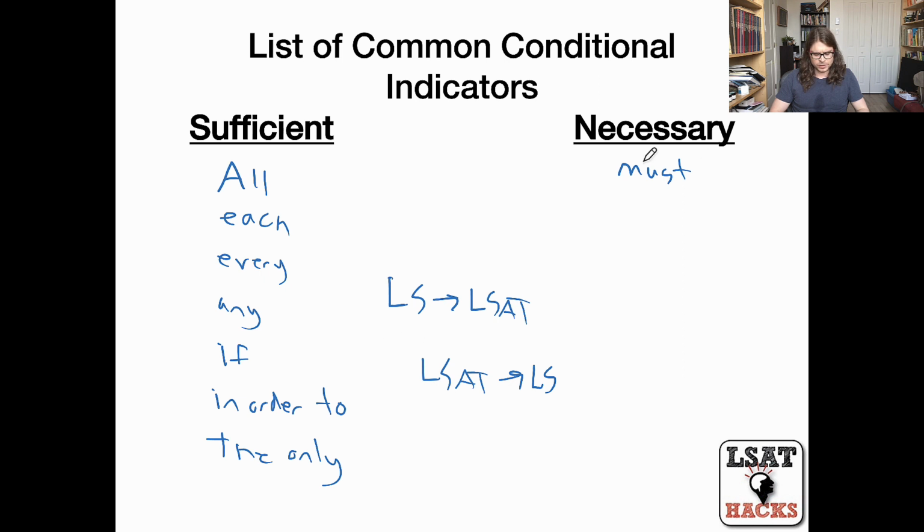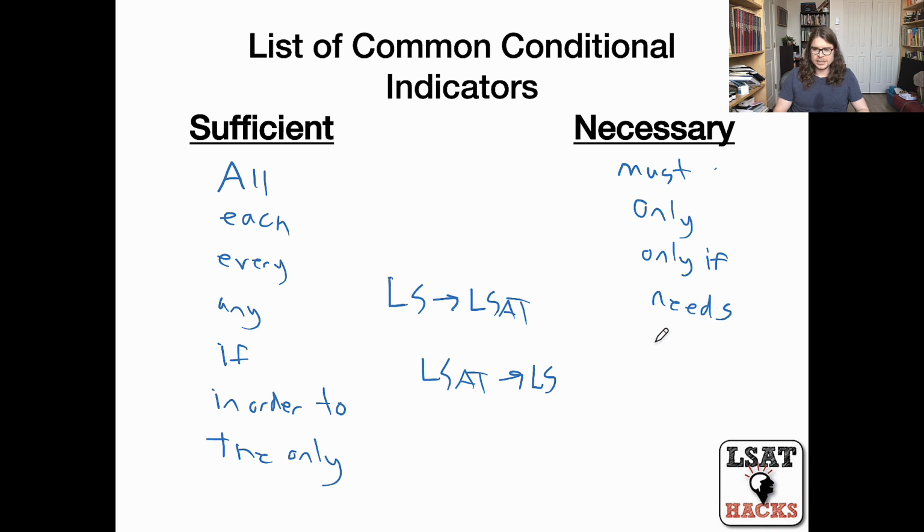Let me know if you want another example. Okay. Necessary words are only if, and remember, as an indicator, this means what comes after them is necessary. So if I say, if you are a cat, you must have a tail, must indicates that have a tail is necessary.